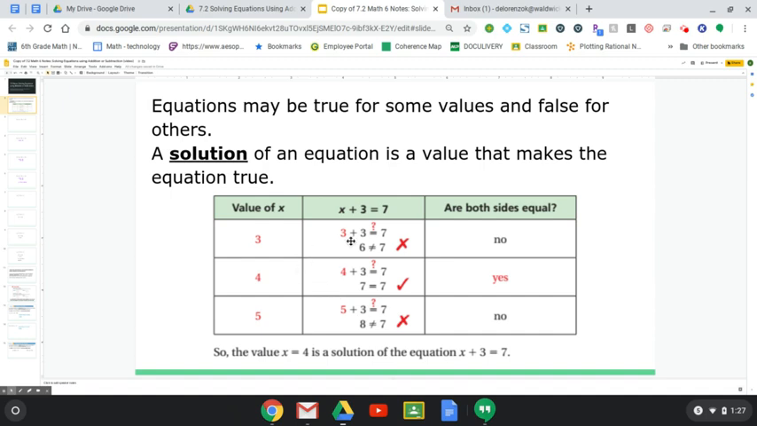So the first row shows when x is 3, how the left side, 3 plus 3, comes out to be 6, which is not a match to the 7 that was on the right side. Therefore, x equals 3 was not a solution. They checked for 4 and they checked for 5, and as the table shows you, when x is 4, both the left side and the right side came out to match each other at 7, which made the solution to this equation x equals 4.